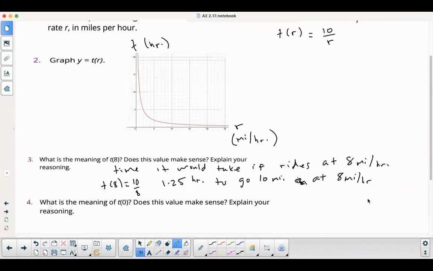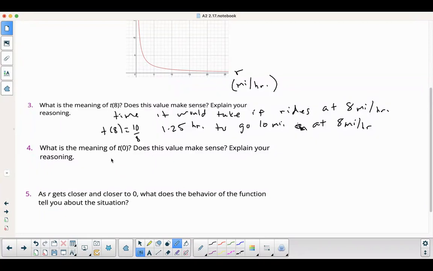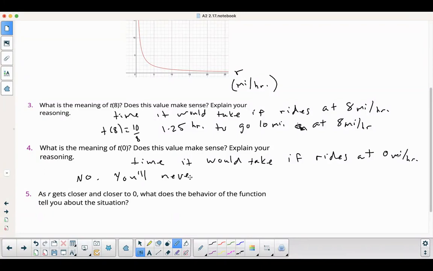Okay. What is the meaning of t of 0? Does that make sense? So that would be the time it would take if she rides at 0 miles per hour. Well, that doesn't make any sense because if you ride at 0 miles per hour, you're never going to finish 10 miles. So I would say no, you'll never finish.